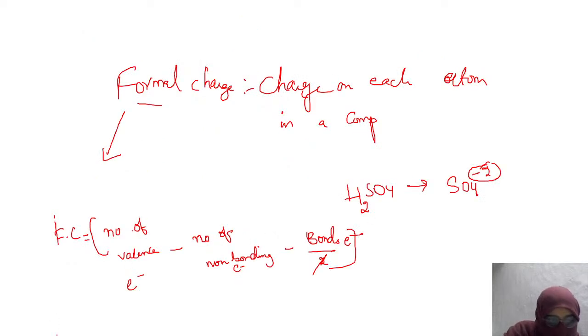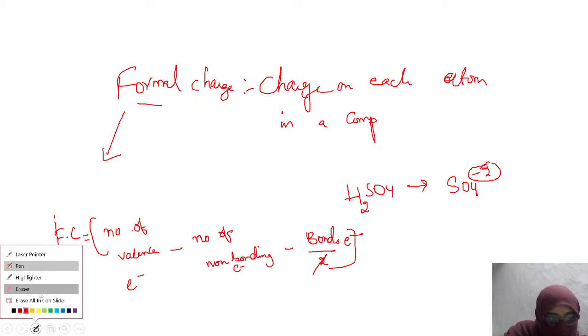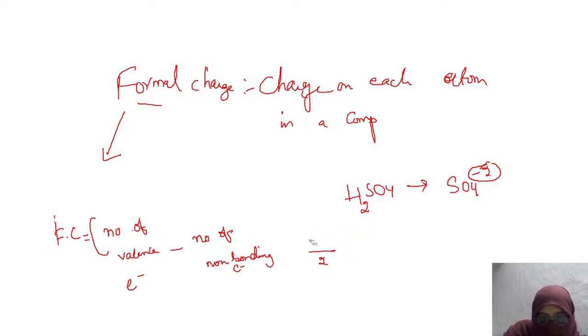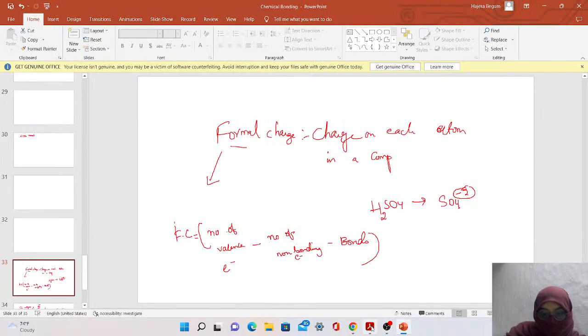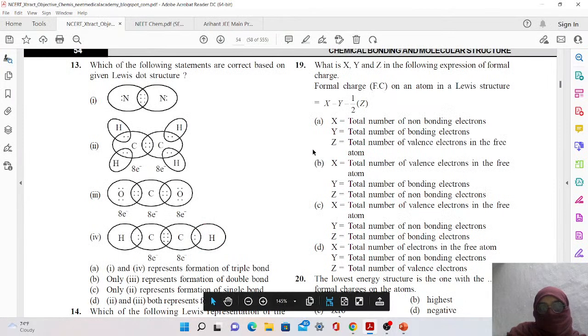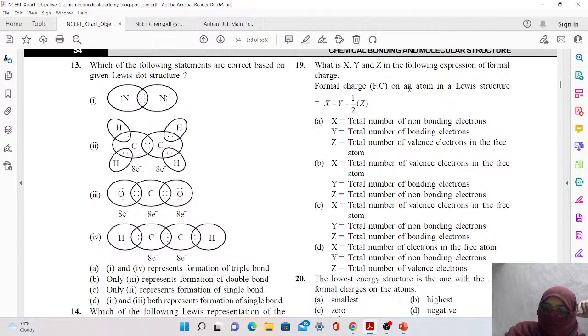Let me just correct this again. Let me just rewrite this. I would better write it as bonds. So hope you got this. Let us just check the formal charge concept, which they are asking in our practice book. So what are x, y, z in the following expression of formal charge f in the Lewis structure? They are telling that formal charge is x minus y minus 1 by 2 z.